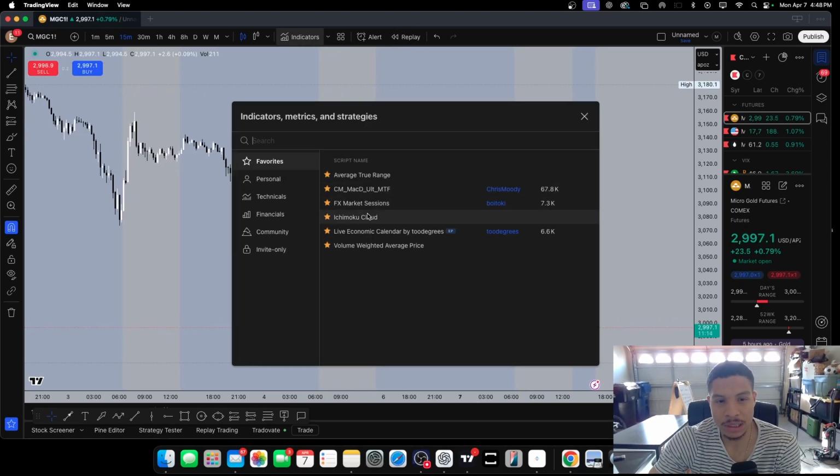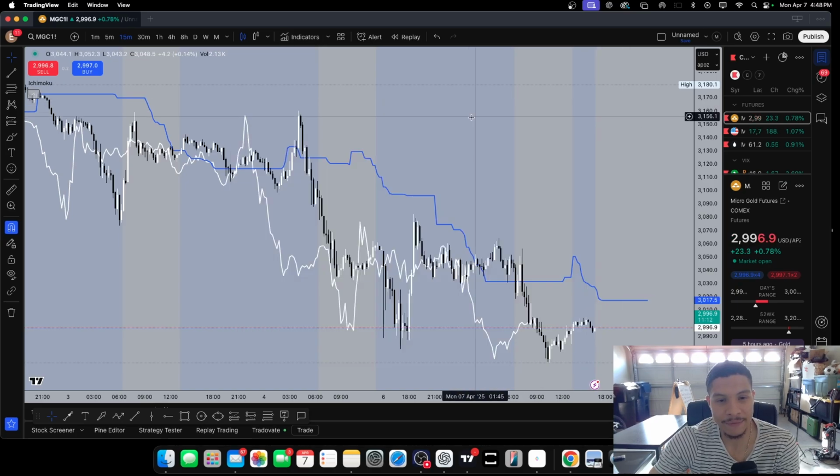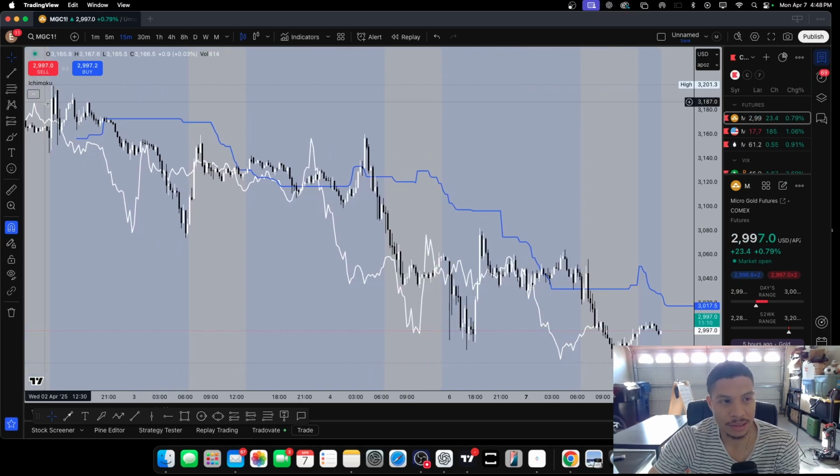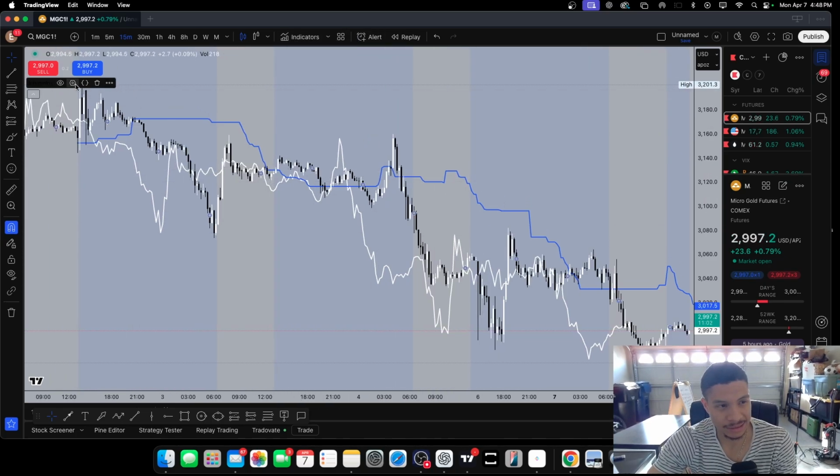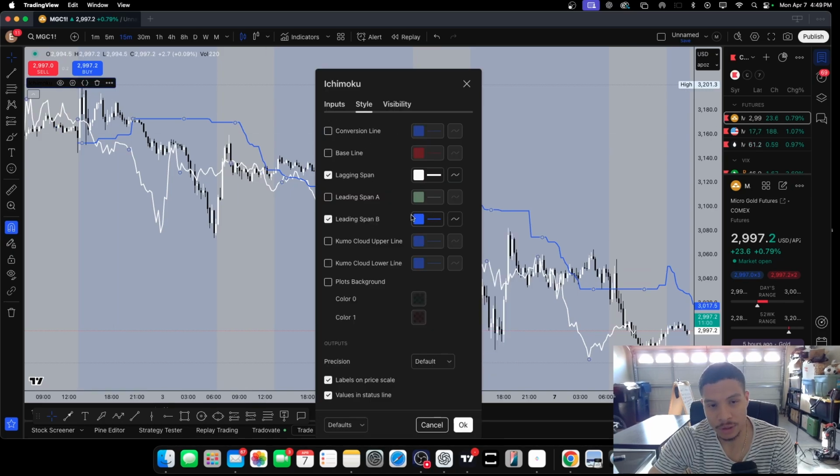And it's going to be the Ichimoku Cloud. So I already have it favorited, but you can just type in ICHI and it should pop up up here in the indicators. But then I have some settings edited, so I have some things turned off. So I only have the lagging span and the leading span B.